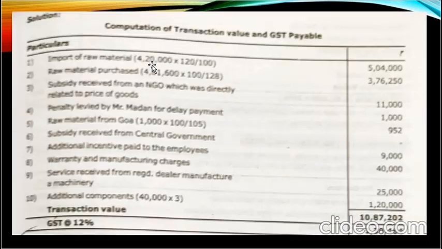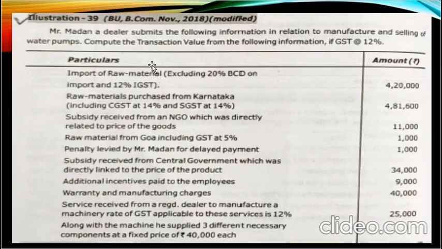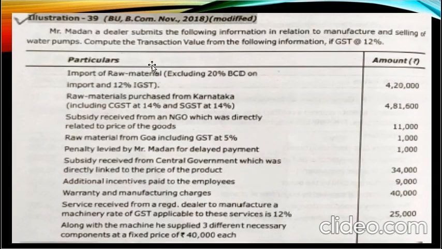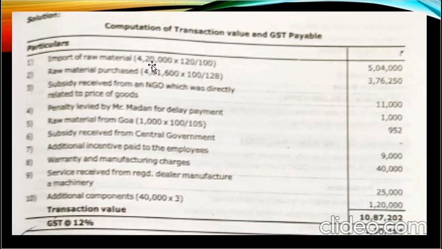So for 128%, if it is 4,81,600, then for 100%, how much is it? So cross multiply 100 into 4,81,600 divided by 128 will give us 3,76,250. So this is excluding GST amount. Next we will be taking into consideration subsidy which is received from NGO, which is 11,000, we will be accounting.